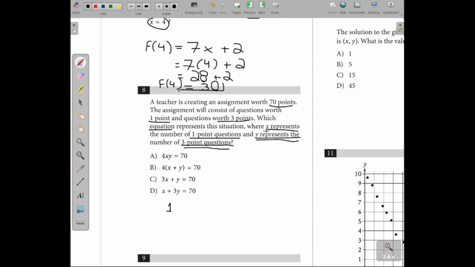So two types of questions. These questions are worth 1 point and are represented by x, that is the same here, plus the 3 point questions that are represented by y, and this has to be equal to 70 points, to 70, and that's our equation, which is answer D. This is the same as x, right? x plus 3 times y is equal to 70.